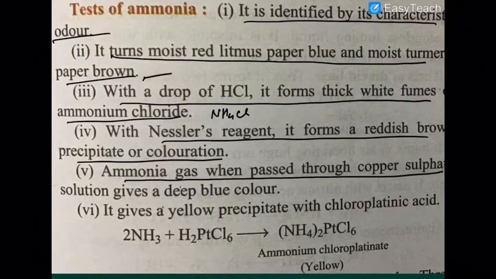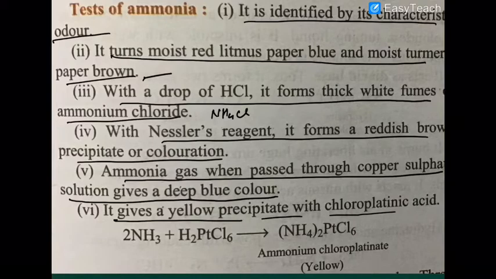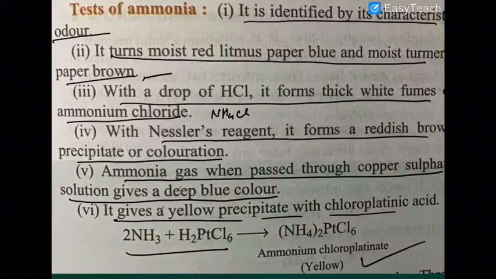Ammonia gas, when passed through copper sulfate, gives a blue color solution because copper hydroxide is a precipitate, so it is dissolved in excess of what? Dissolved in excess of ammonia. It gives a yellow precipitate with what? Chloroplatinic acid. That is a very popular reaction. When it reacts with chloroplatinic acid, it gives you ammonium chloroplatinate. This question is already asked in coordination chemistry also. If you go through the textbook, you will get the same information there.